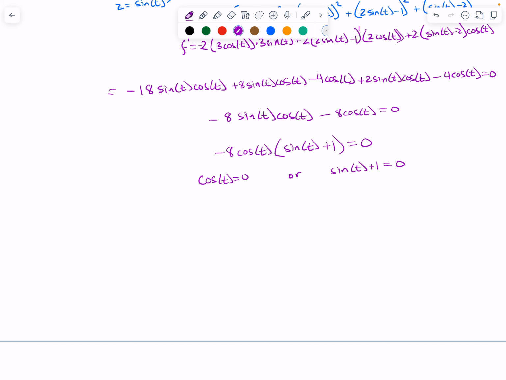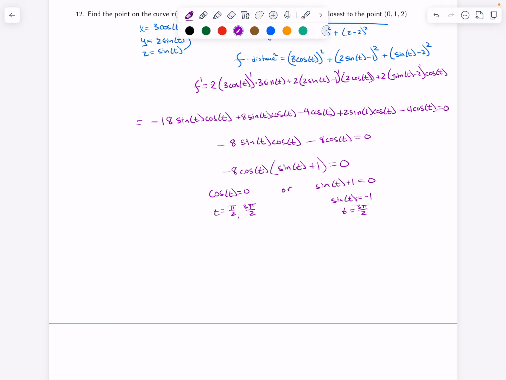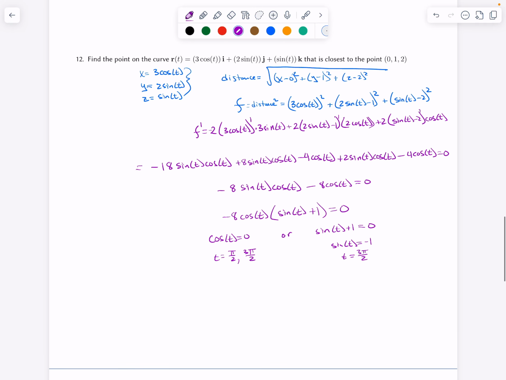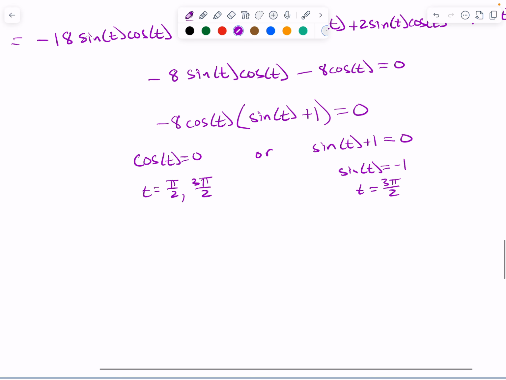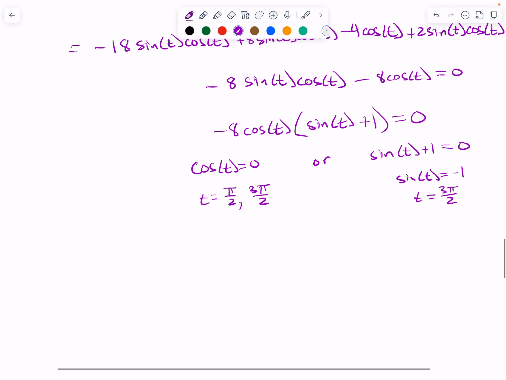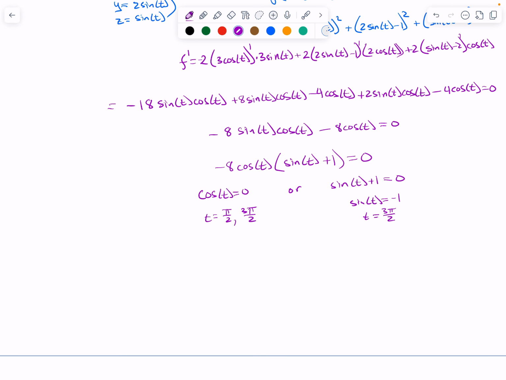So this, we all know, gives you pi over 2 and 3 pi over 2 as the different solutions there. And here the sine of t is negative 1, and that happens when t is 3 pi over 2. So I guess there's really just 2 solutions. I guess we're assuming t can only be between 0 and 2 pi, but this will cycle around, so these are the only 2 things that we have to worry about. So how do we know which one is the max and which is the min?